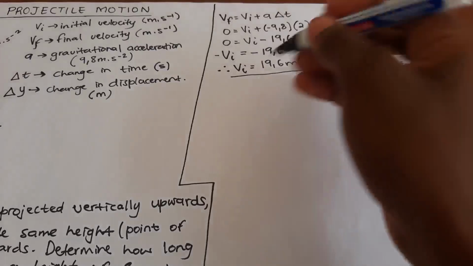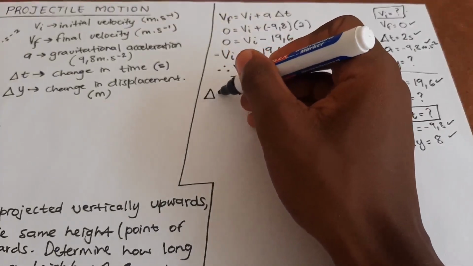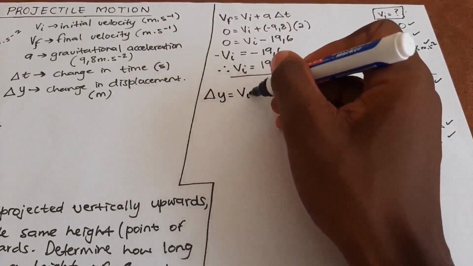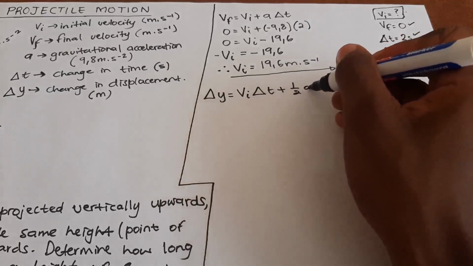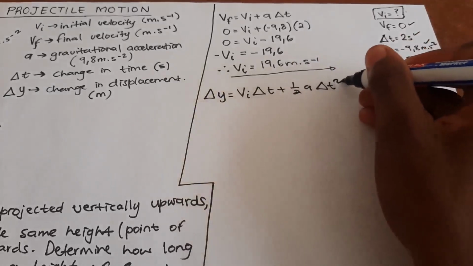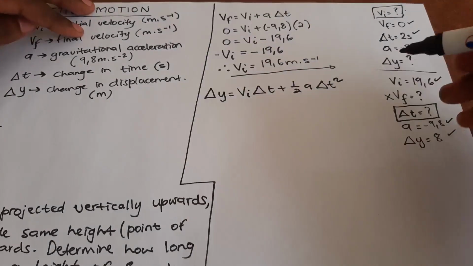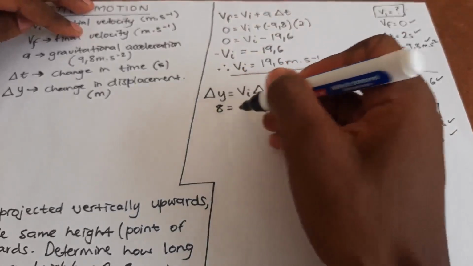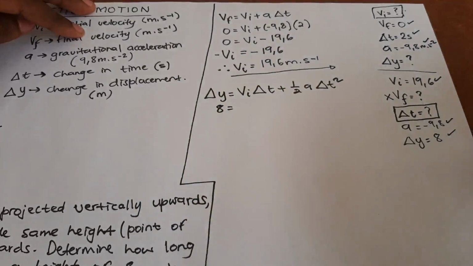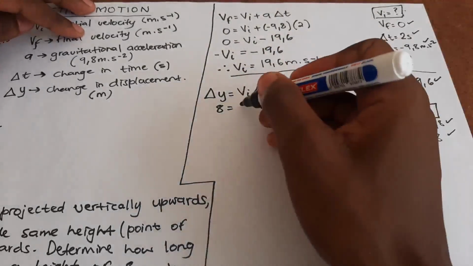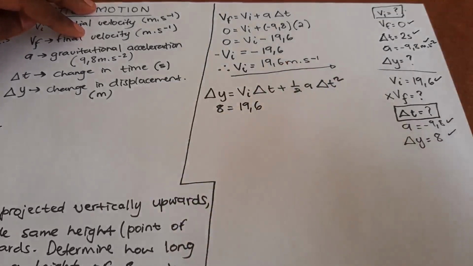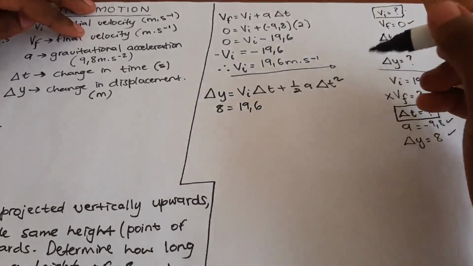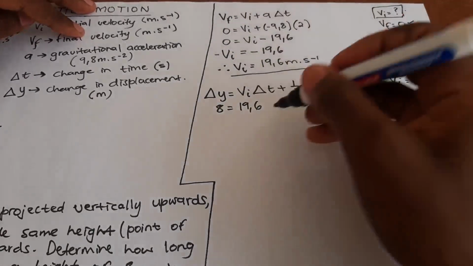Change in y is equal to initial velocity times change in time plus half acceleration times change in time squared. So what's our change in y? 8 is equal to, what's our initial velocity? Our initial velocity is equal to 19.6. Sorry guys if you can hear the background sound, so sorry about that. 19.6 times change in time.